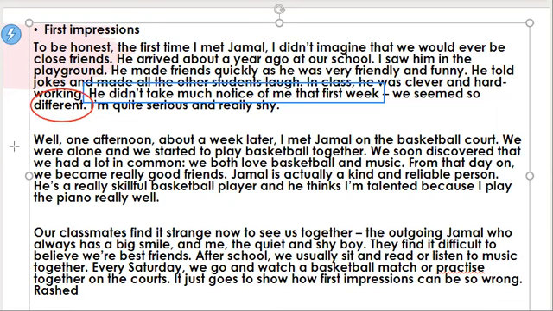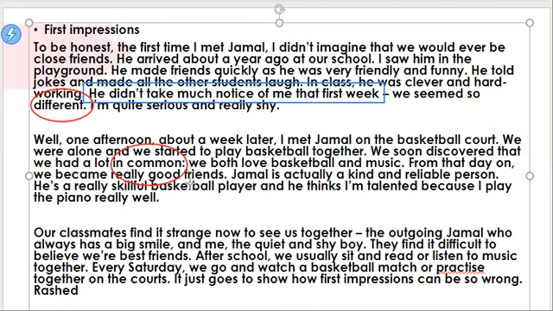Okay, the second paragraph. Well, one afternoon about a week later, I met Jamal on the basketball court. Hey, the second chance, bear in mind, we have a second chance. We were alone and we started to play basketball together. We soon discovered that we had a lot in common. So we can see that different and in common are opposites. At first they were different, but when they met for the second time, talked to each other and played basketball, they discovered they have something in common.